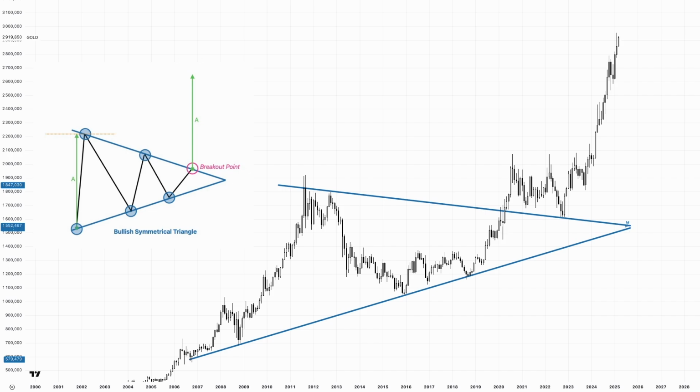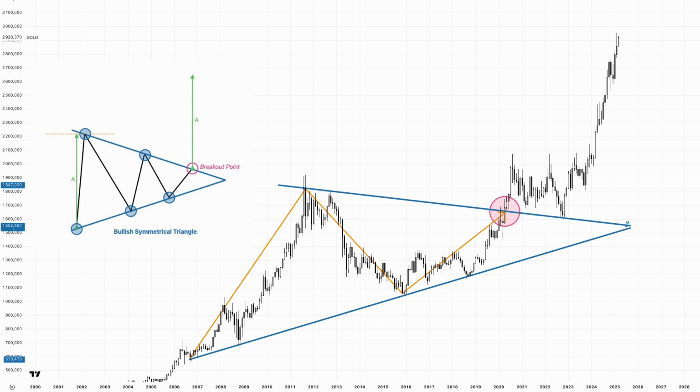One key difference between the theoretical diagram and the actual chart is the number of waves inside the triangle. They can be 3, 4, 5, 6 or more waves. In the example diagram, we have 5 waves. In gold's actual chart, there's only 3, highlighted in orange here. We also identified the breakout point, where gold broke through the trend line.